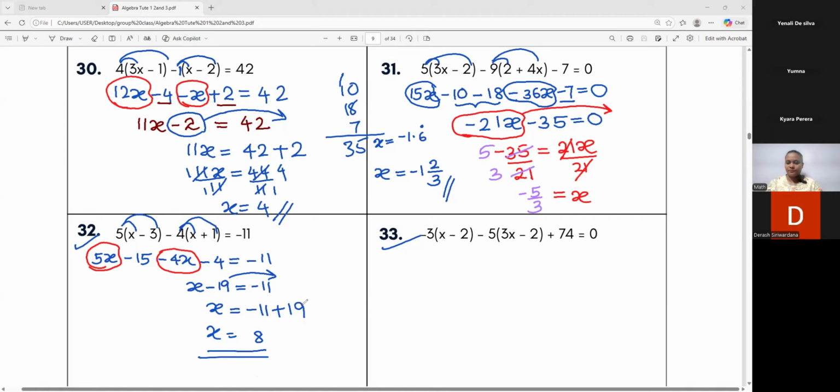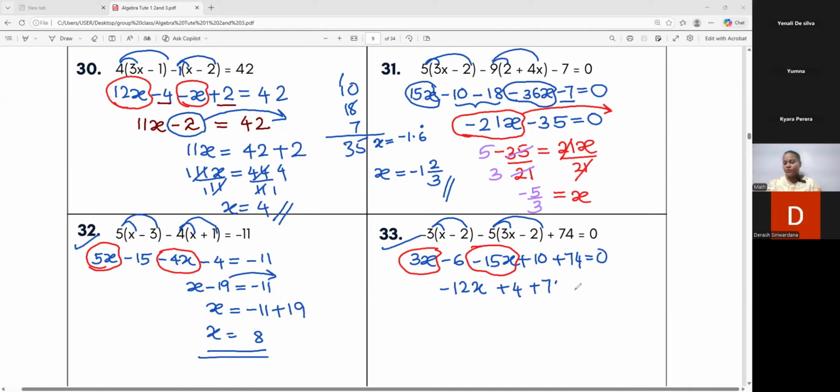Then 33. 3 into x, 3 into minus 2. 3x minus 6, minus 15x. Then minus 5 times minus 2 is plus 10, plus 74 equals 0. Then 3x and minus 15x, different signs, subtract them. 15 minus 3 is 12, sign of the bigger number, minus 12x. Then minus 6 plus 10, different sign, subtract. 10 minus 6 is 4, plus 4 plus 74 equals 0.